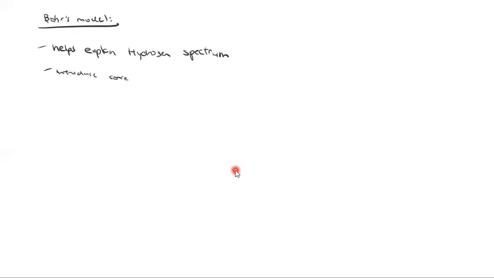Now, Bohr's model is an improvement on Rutherford's because, well, it helps explain hydrogen spectra. So it helps explain why you can have spectral lines, right? Why elements have spectrum lines. It also starts to introduce the concept of electron shells, which helps understand the idea as well about the reactivity and all that kind of thing.